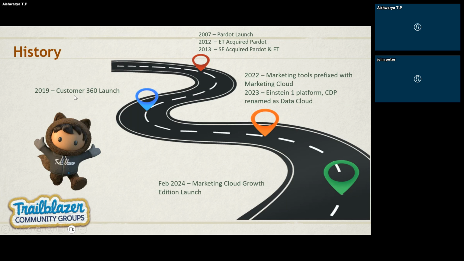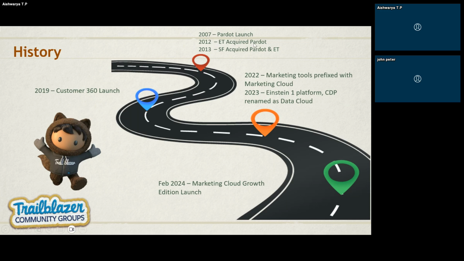Then we'll come to 2019. We have something known as Customer 360 launch. You can assume this as nothing but Data Cloud now. Again, here you will see this Customer 360 in other places also for different aspects, but what I am speaking about here is Data Cloud. So the Customer 360 launch happened in 2019, where you can gather all the customer related details and all their touch points or footprints in one place. That is nothing but Customer 360.